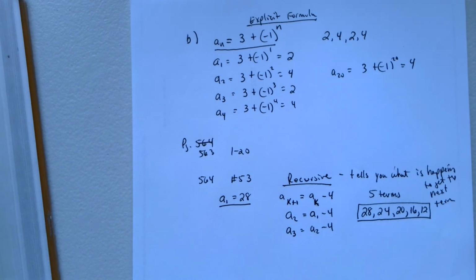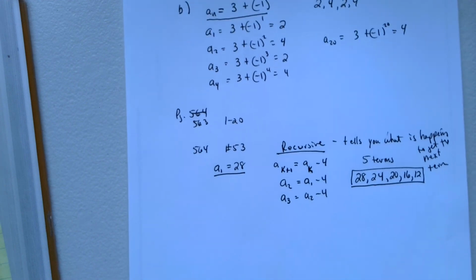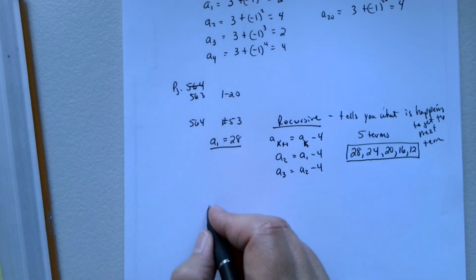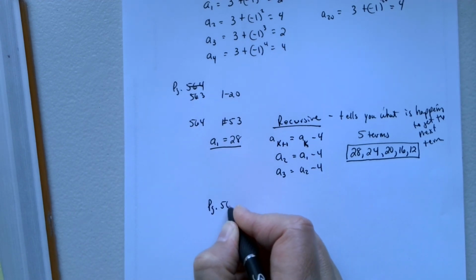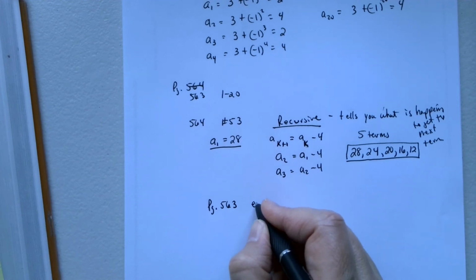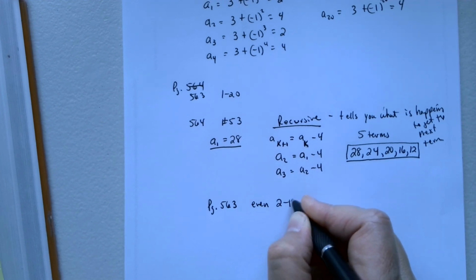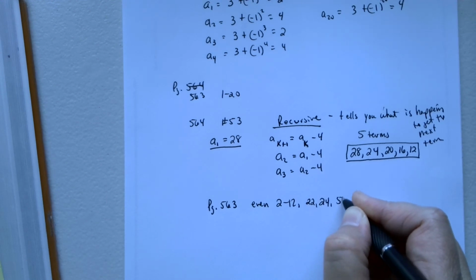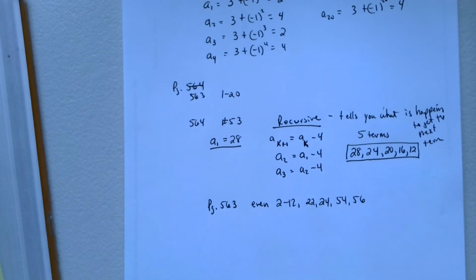All right, we're going to stop there for today, and we will come back tomorrow and find some explicit formulas. For today, I want you on page 563 to work the even 2 through 12, 22, 24, 54, and 56.